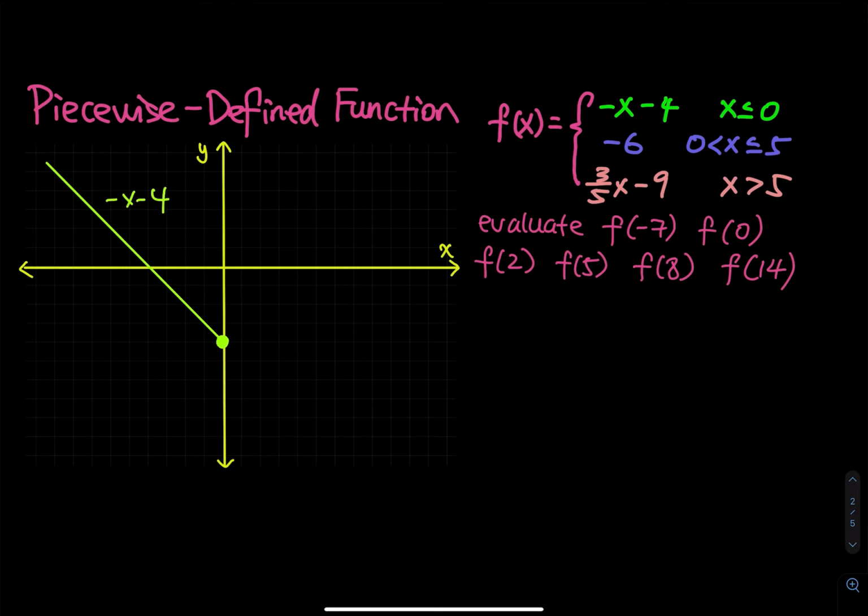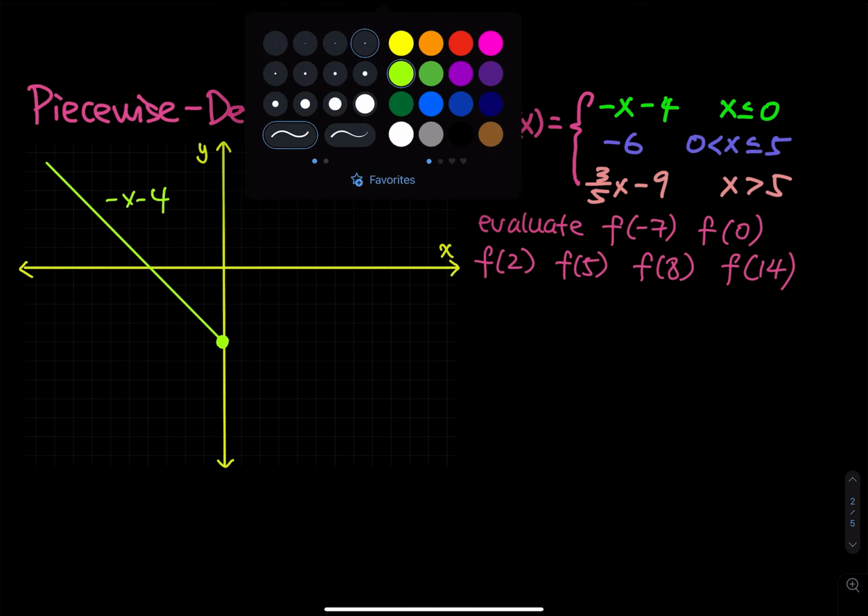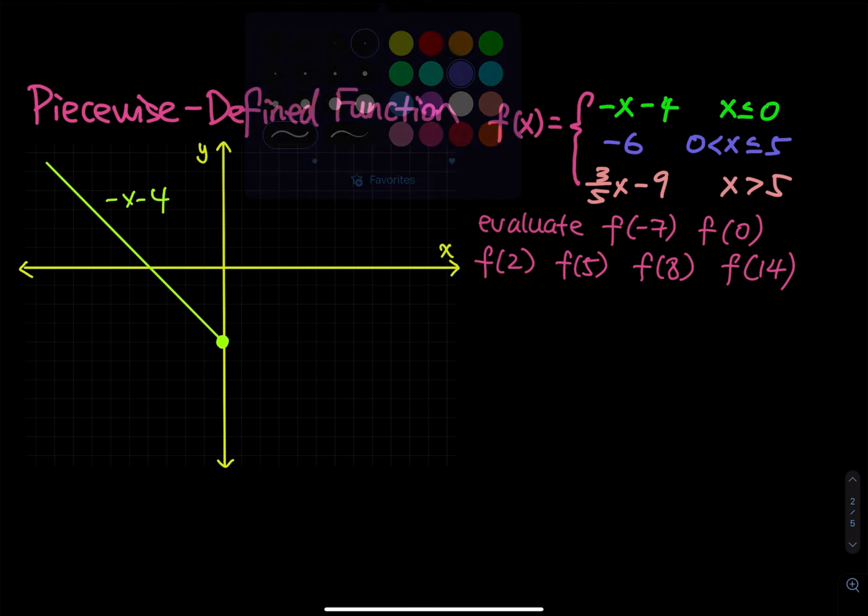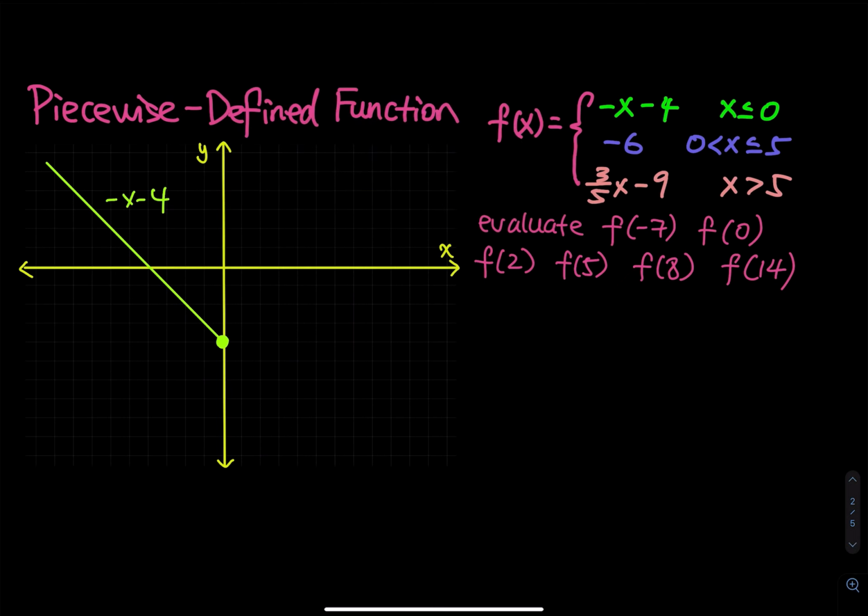And then the next one is y equals negative 6 when x is between 0 and 5. So negative 6 is where? Negative 6 is, let's match the color, like down here, right? Negative 6 when x is between 0 and 5. So this is 4, and then this is a 5.